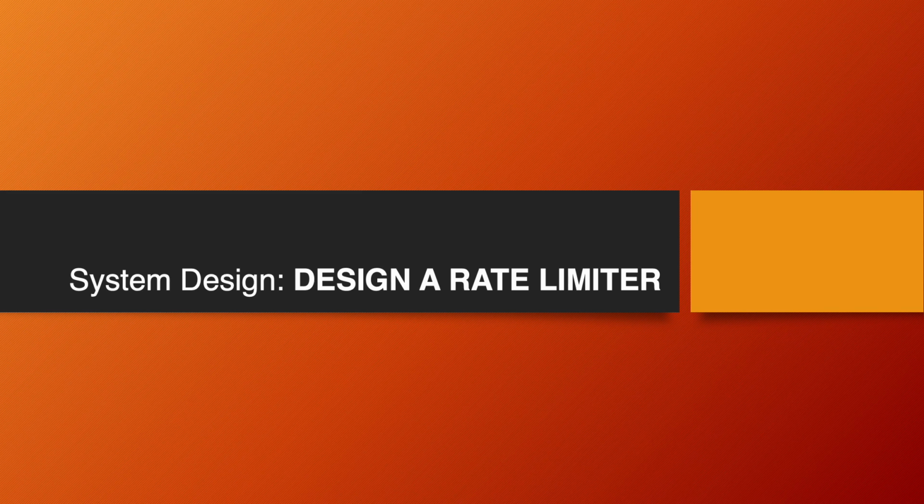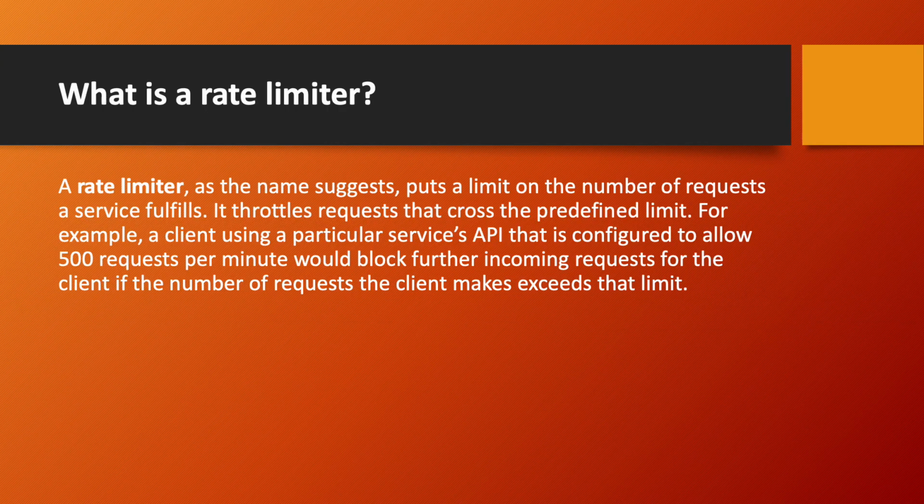Today we are going to look at system design for a rate limiter. A rate limiter, as the name suggests, puts a limit on the number of requests a service fulfills. It throttles requests that cross the predefined limit. For example, a client using a particular service API that is configured to allow 500 requests per minute would block further incoming requests for the client if the number of requests the client makes exceeds that limit.